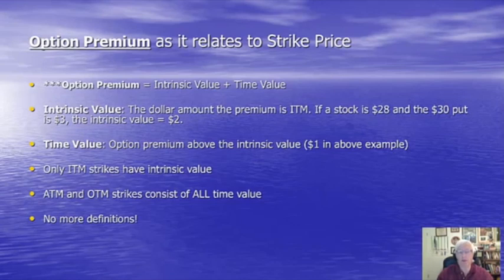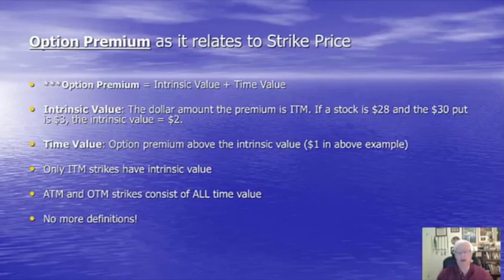Now I'm going to discuss the option premium, or the cash generated from the sale of the put option, as it relates to the strike price. An option premium consists of intrinsic value plus time value, but only in the money strikes have an intrinsic value component to the option premium. Let me give you an example to help this come alive.